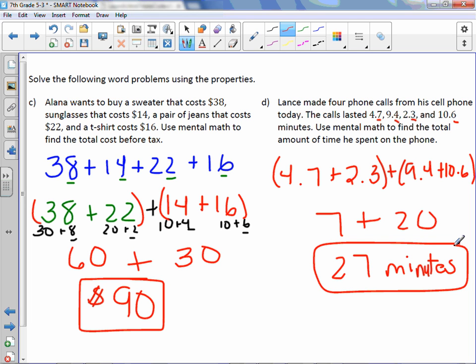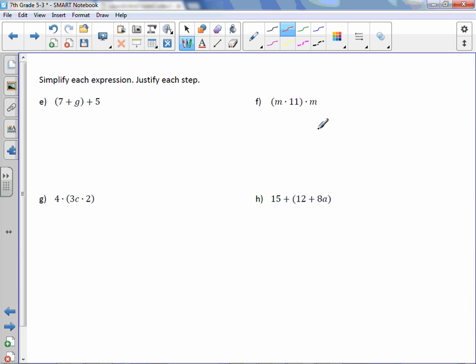And what we used in both of these, we use the commutative property to rearrange, and then we use the associative property to group them in our minds, and then simplify. So let's actually do a few simplification problems and write out the steps as we go.